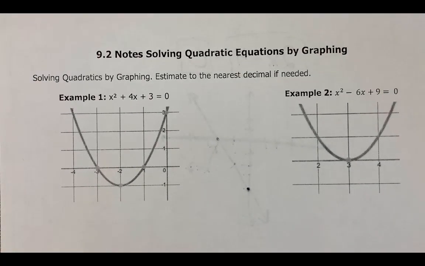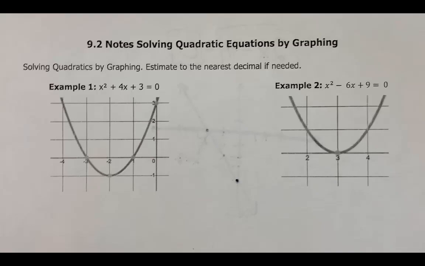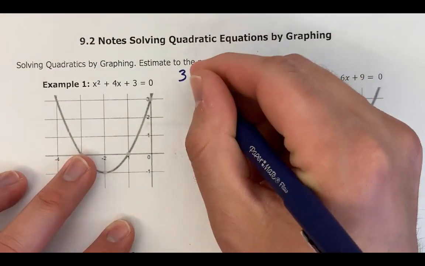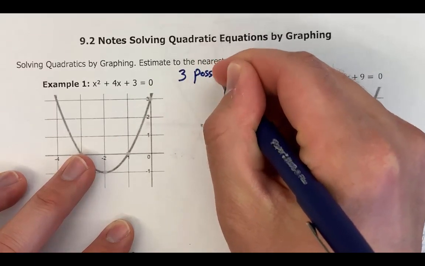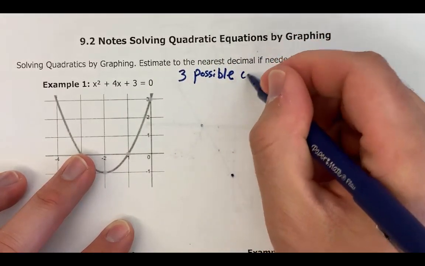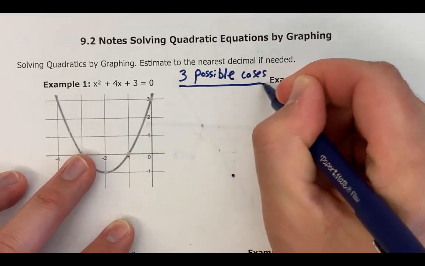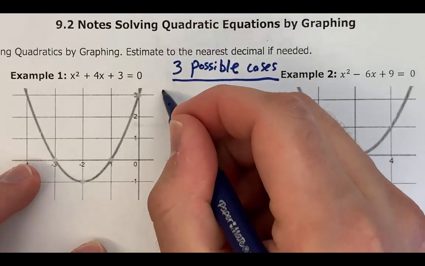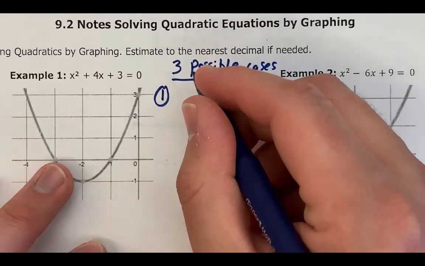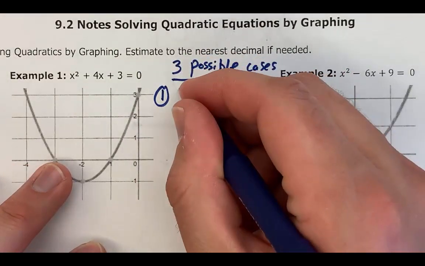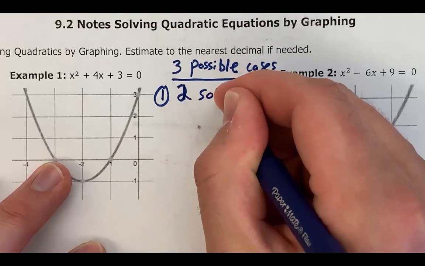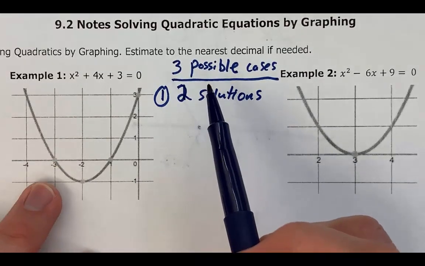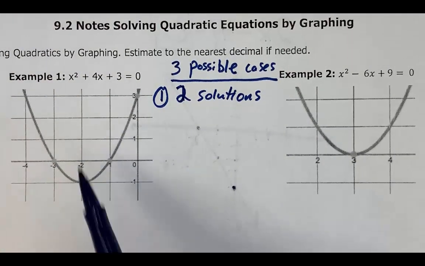For parabolas, they're a little bit more complicated than lines, and so we can see that there are 3 possible cases. Case 1 is we have two solutions. In other words, 2 places where the parabola crosses the x-axis, kind of like example 1 here.